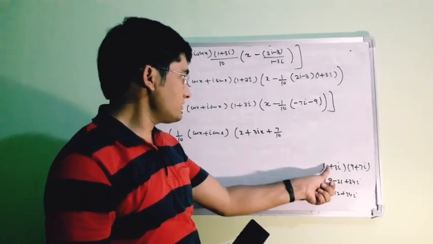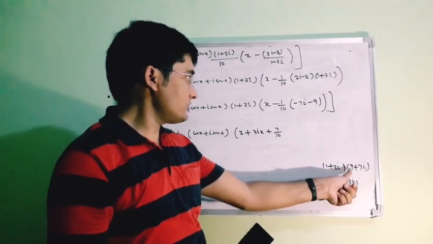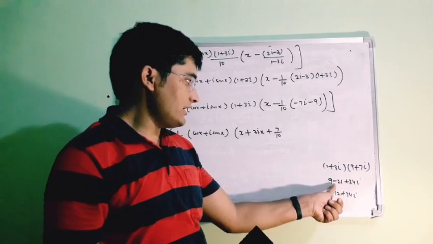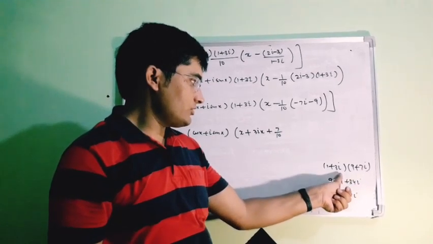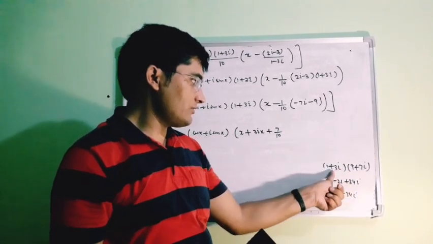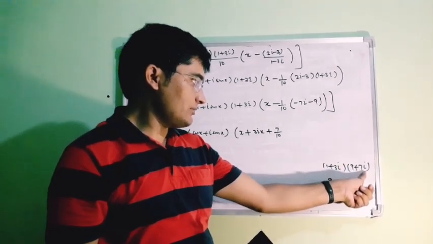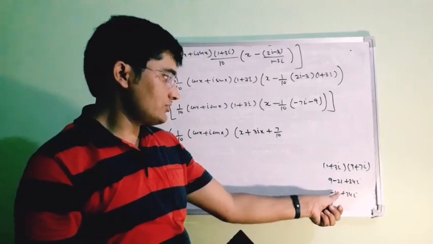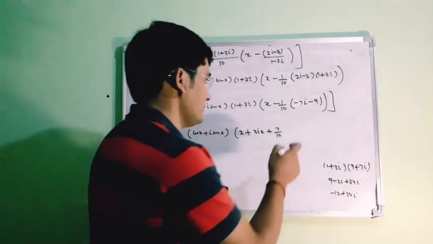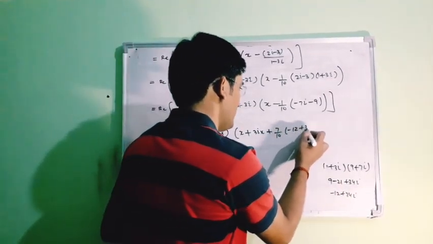Let me cross check. This is your 1 plus 3i into 9 plus 7i. So this is your 9. Then we will have 27i. Then we have 7i. So this is your 34i. And then 21 minus 21 plus 9. So this will be minus 12 plus 34i.